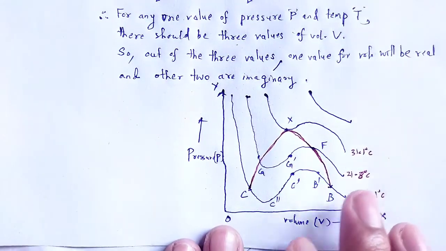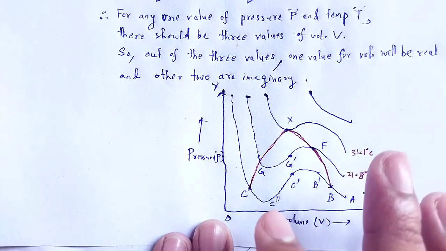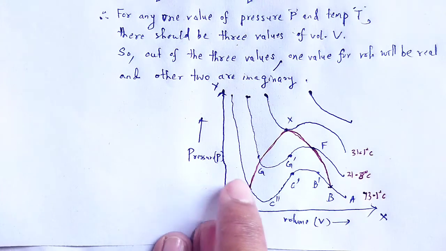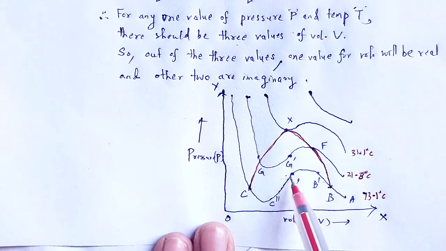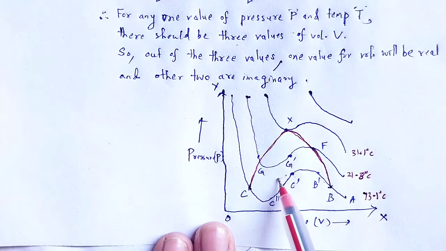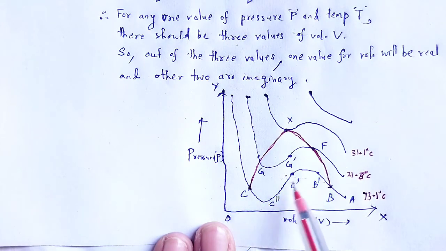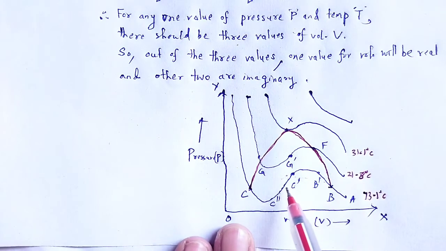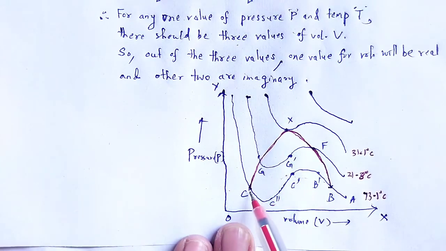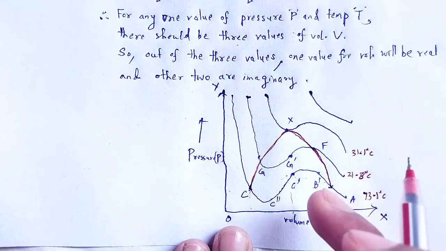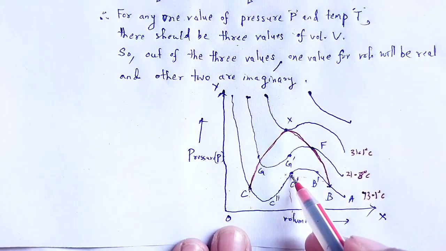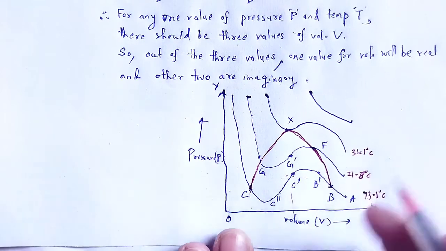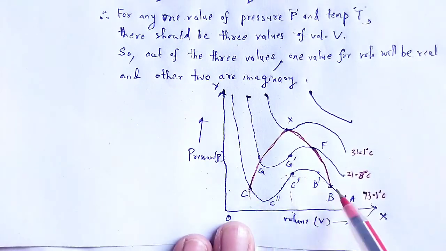From the figure, it can be noted that for a single value of pressure, we get 3 values of volume. Look at that. In the same volume segment, a single value of pressure, we get 3 values of volumes. The volumes are marked as C, C dash and B. Here we take the different volumes, here, here and here.